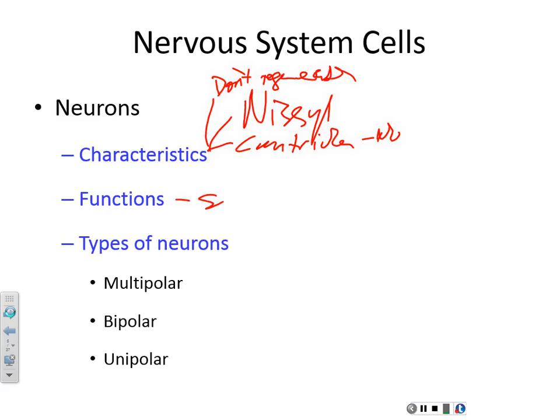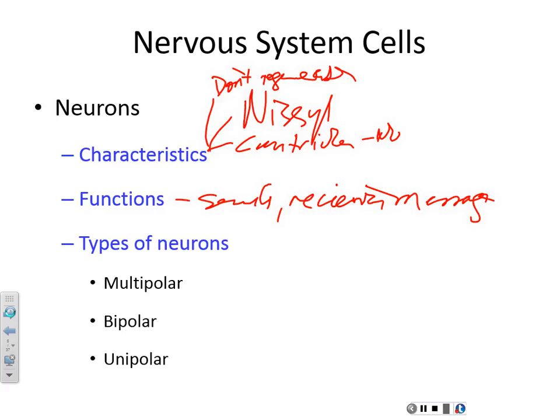So it sends and receives messages, right? It sends and receives messages. All right, so you gotta know all about that. And we have the types of neurons as well.